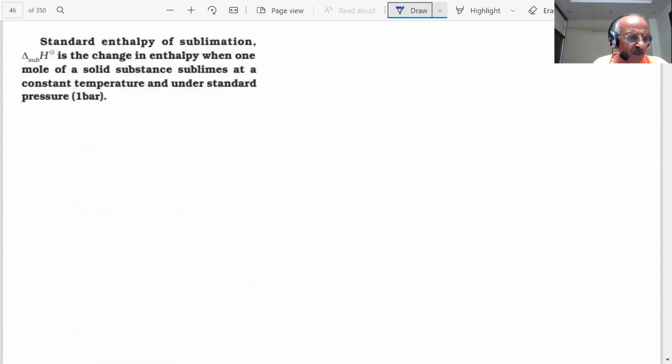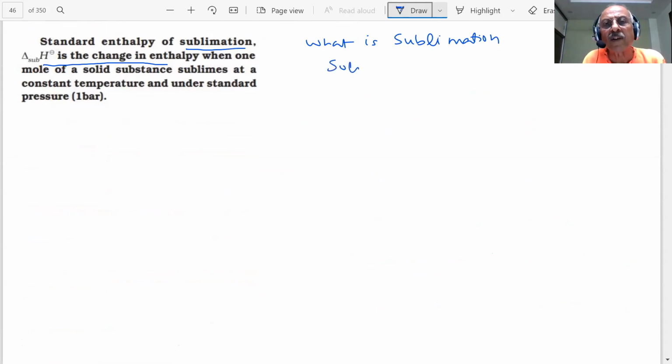Next, I am coming to standard enthalpy of sublimation. What is sublimation, students? What do you mean by sublimation? When a solid is directly converted into gas. You know certain solids, when you heat them, they are directly converted into gas. What do you call that? Sublimation process.